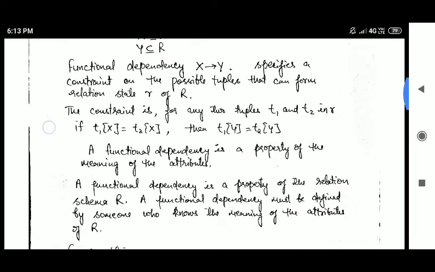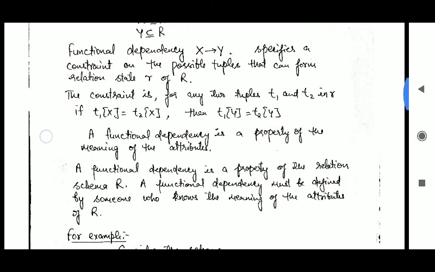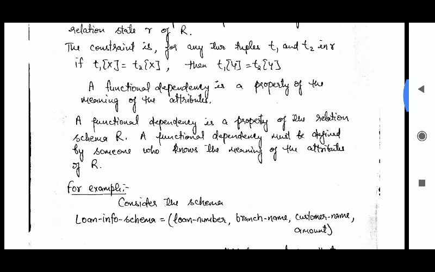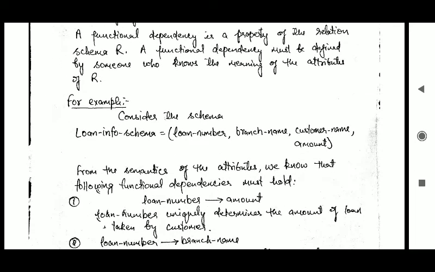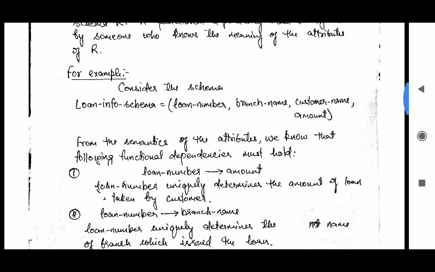A functional dependency is a property of the meaning of the attributes. It is a property of the relation schema, and it must be defined by someone who knows the meaning of the attributes of the relation schema. For example, consider this relation schema, loan info schema. This schema has these attributes: loan number, branch name, customer name, and amount. Now, from the meaning of these attributes, we know that these functional dependencies will hold.